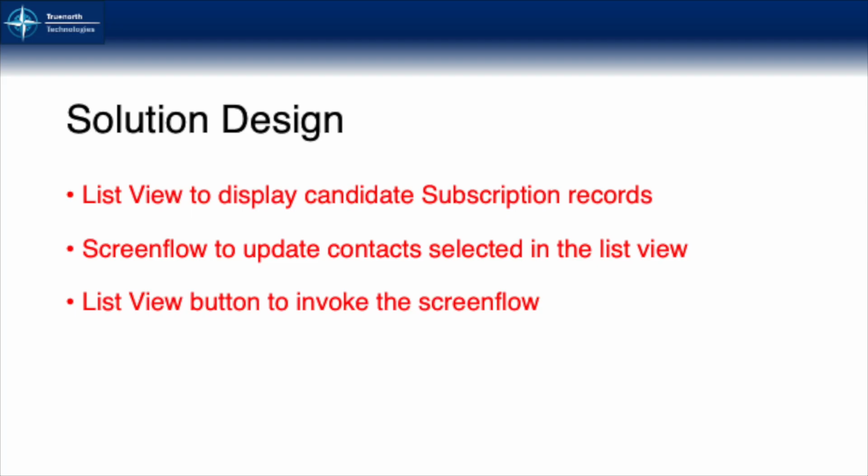So here's the solution we're going to build to meet the customer's requirements. We're going to create a list view to display the candidate subscriptions. And as you've seen, that list view is already created. We're going to create a screen flow that will allow the user to select which subscriptions, therefore which contacts to update. And then there will be a list view button created to invoke the screen flow.